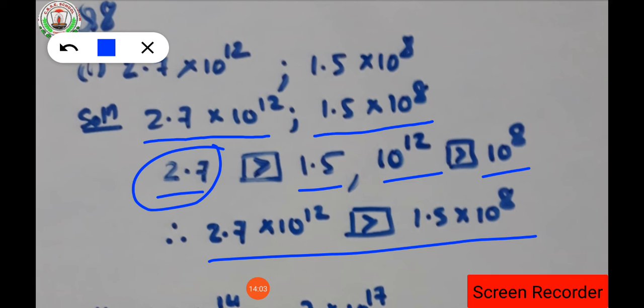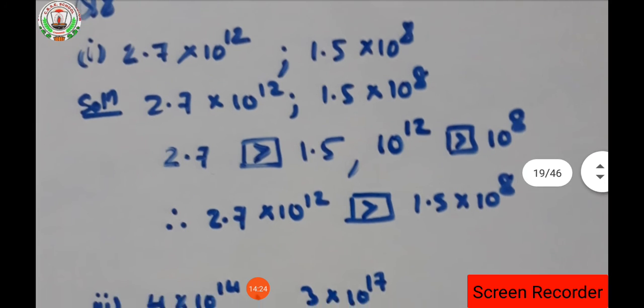Have you understood up to here which one is the greater number? 2.7 into 10 to the power 12 is a greater number compared to 1.5 into 10 to the power 8. Clear up to here? Why is it greater? Because the base, the decimal number, as well as their powers are greater. Okay, that's why. Next question.